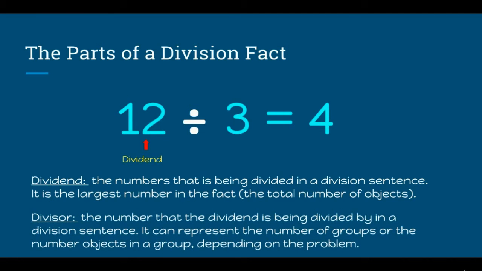The second number you need to know is the divisor. It's the number that the dividend is being divided by in a division sentence. It can represent the number of groups or the number of objects in a group, depending on the problem. In this case, we can read this division sentence in two ways. We can say 12 objects divided into 3 groups, or 12 objects divided into groups of 3. Depends on the situation.